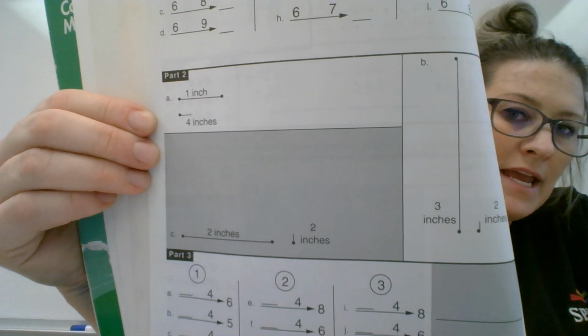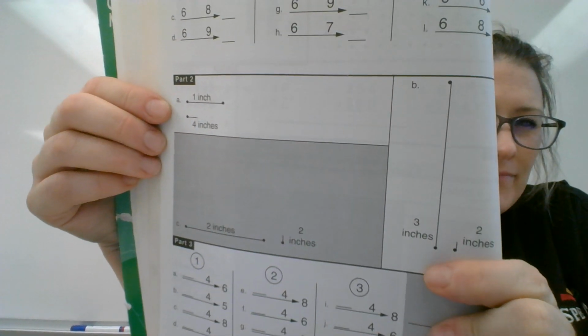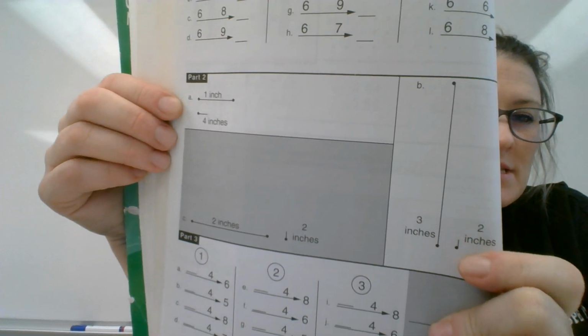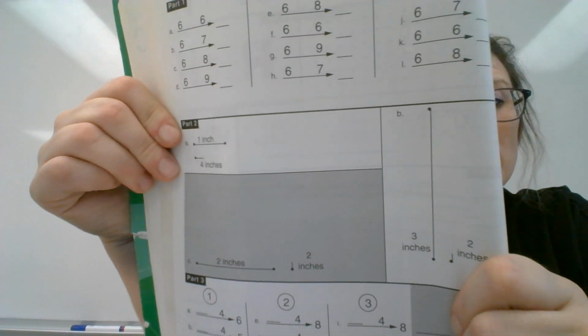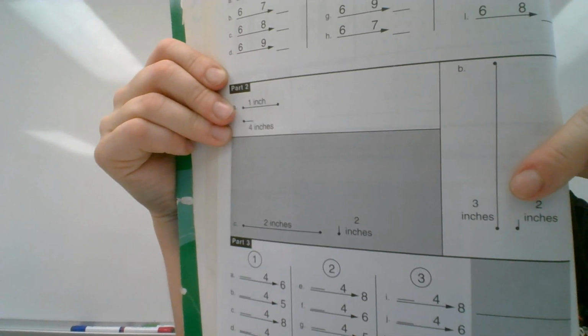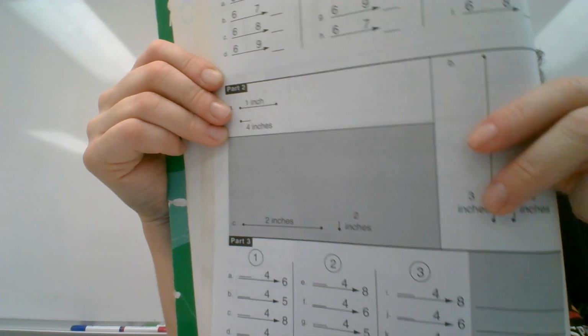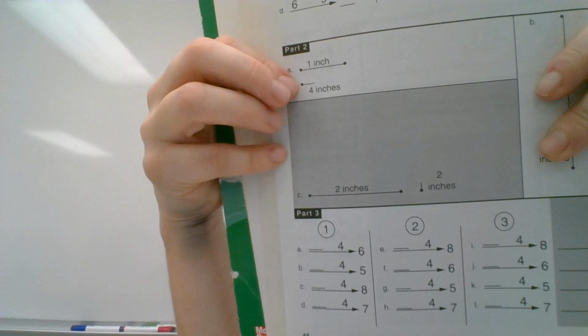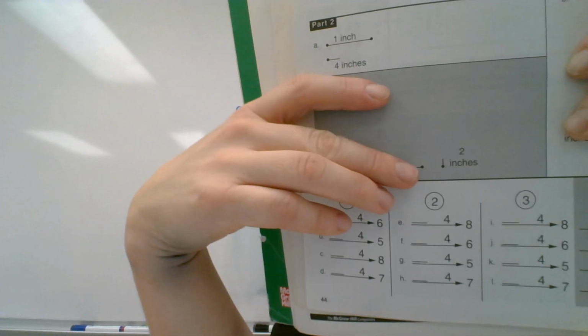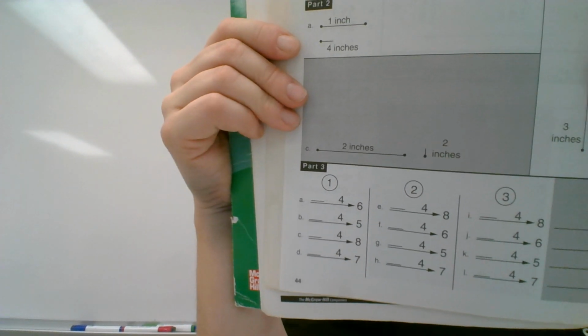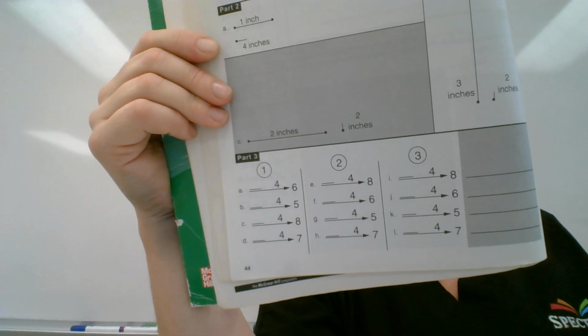All right, B. This is how long 3 inches is. They want you to draw 2 inches. So is 2 inches as long as 3 inches? No, it's probably going to be shorter, a whole inch shorter. And then C, they drew 2 inches. They want you to draw 2 inches in a different direction. Go ahead and complete that now.